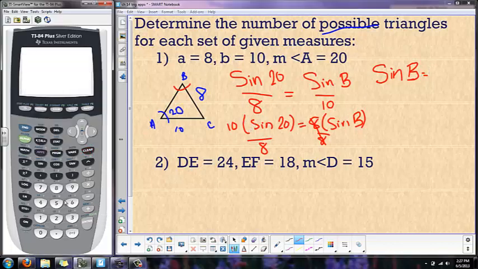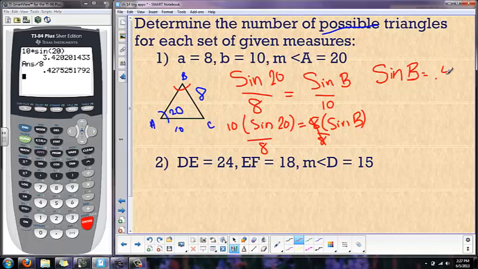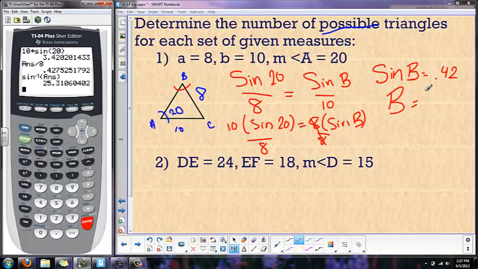I have 10 times the sine of 20. Always make sure that you're in degrees instead of radians when you're doing this. Hit enter, and I'm dividing that by 8. So this decimal right here, 0.42, whatever, that's sine of B, but I want to know what angle B is. So angle B, you do second sine, second answer, hit enter, and angle B is 25 degrees-ish. We can round. 25 degrees.